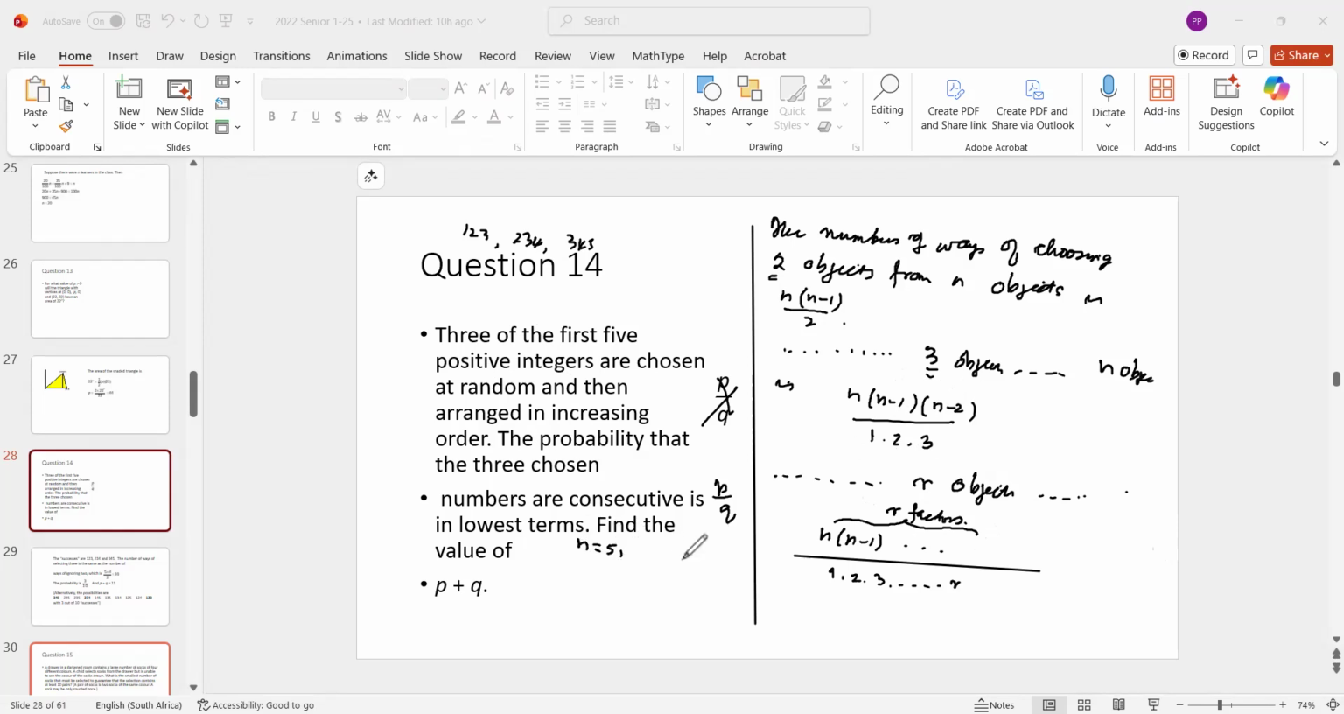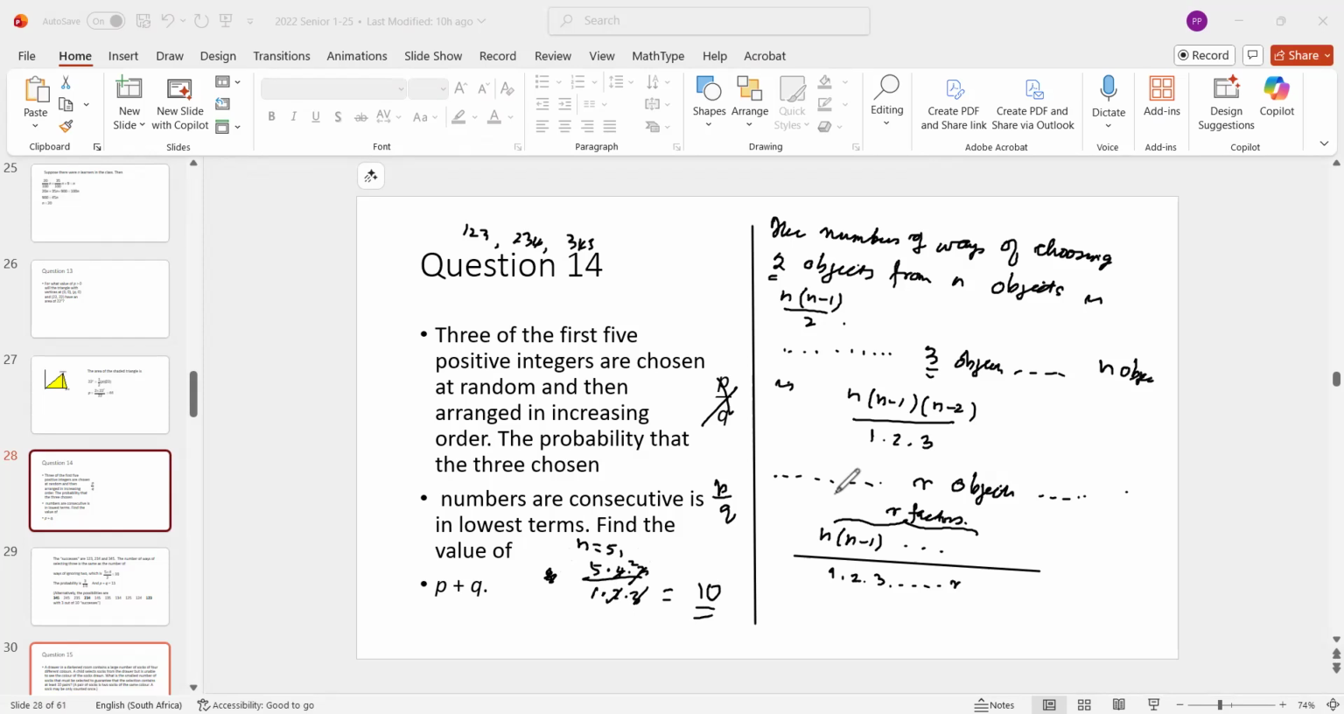So three objects, I'll already give you a formula for that. So it's going to be 5 over 1 times 2 times 3. Three objects. 5 times 4 times 3. 3 cancels. 2 goes into 4 2 times. 5 times 2 is 10.